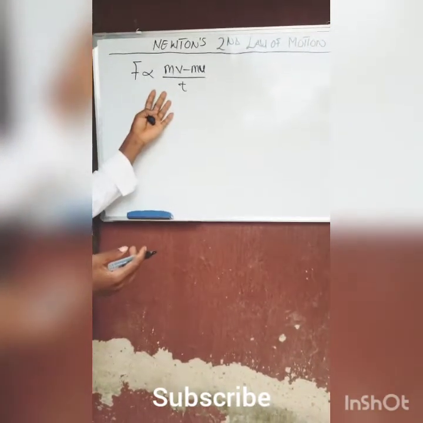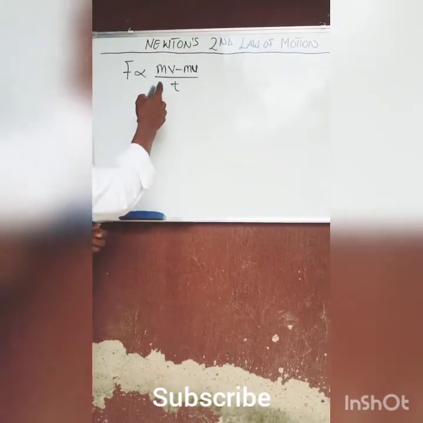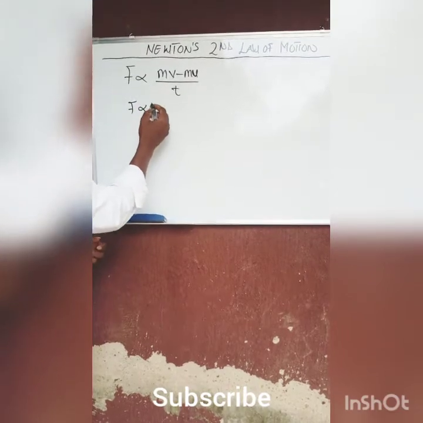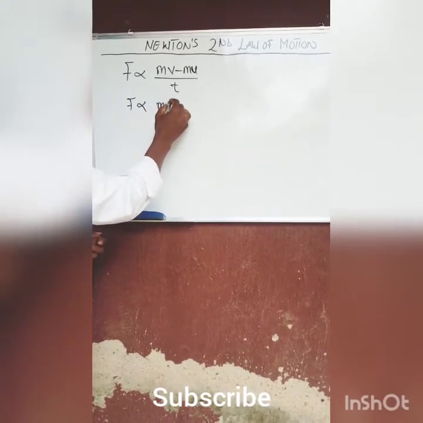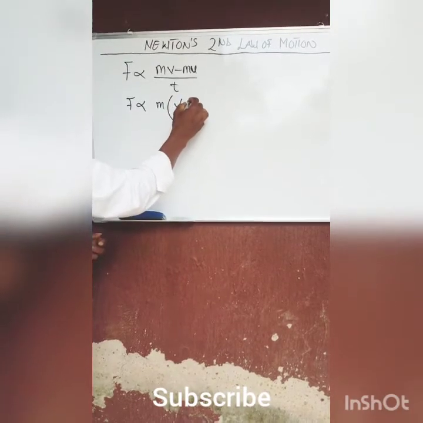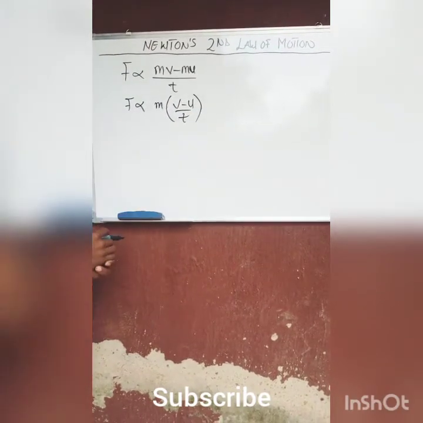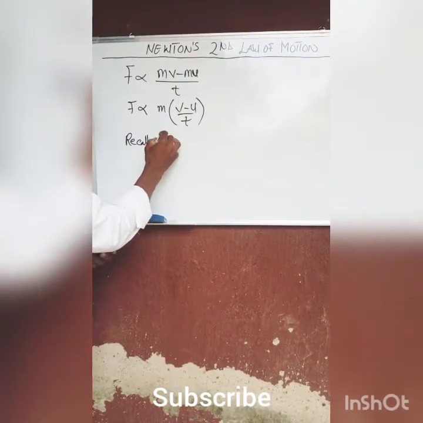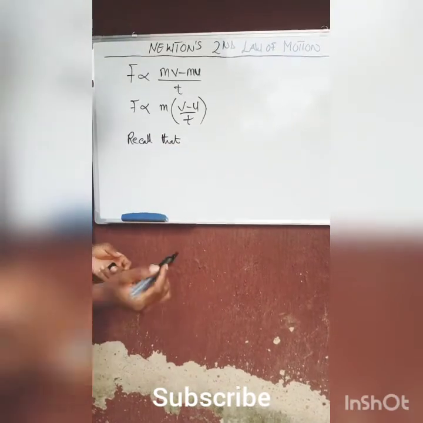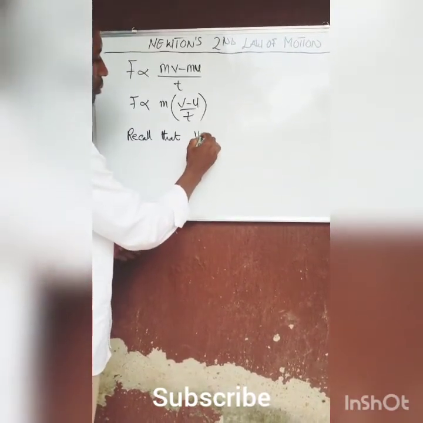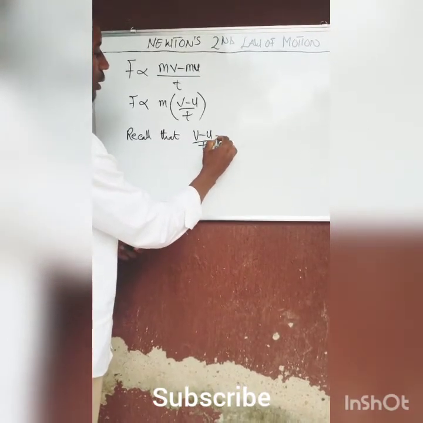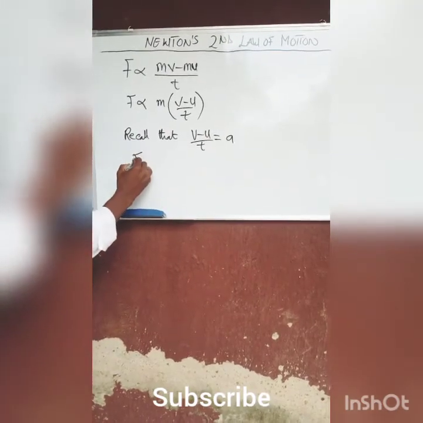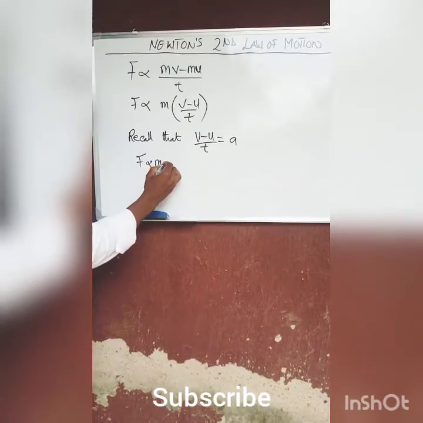Now, given this law, we can proceed to factor out and see what we have: F is going to be proportional to, we factor out m, and then we have (v minus u) all over t. You close this bracket. Recall from our previous classes that (v minus u) all over t is equal to a, acceleration. In that case, you can now have that F is proportional to ma.